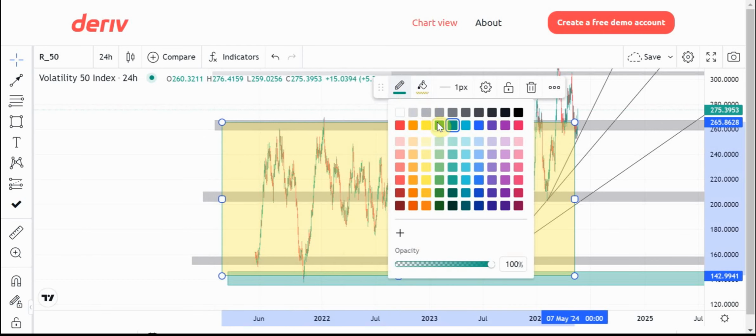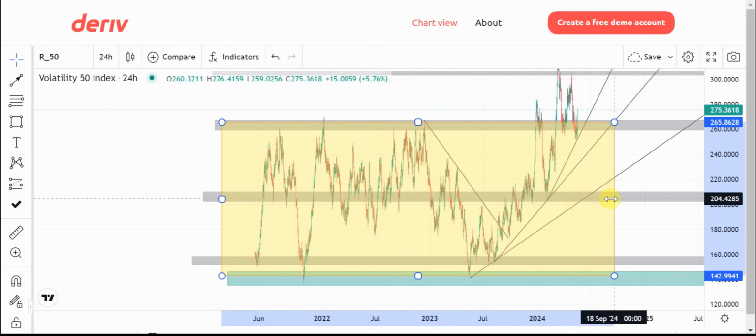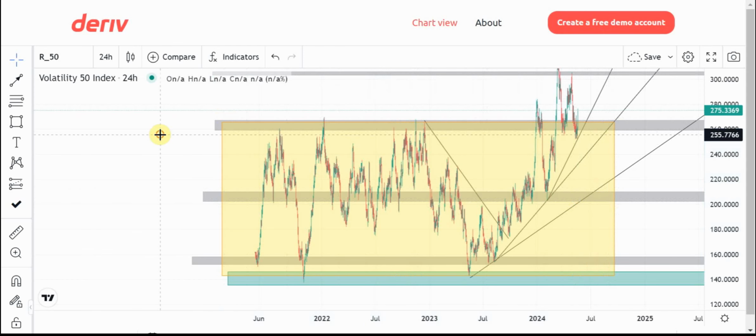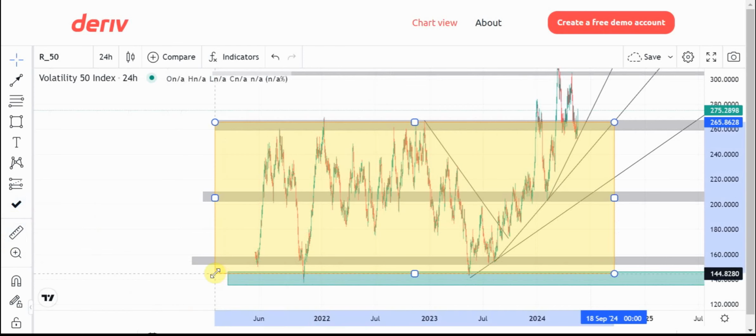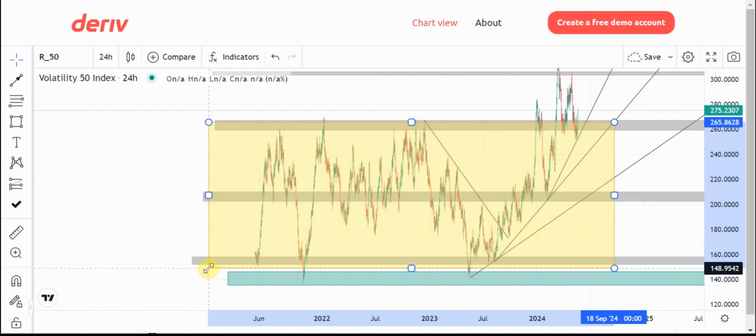So I think that's what it is. That's my bias: a range that broke out at the top. So we were ranging for a while, and our range was between these regions. Maybe here we can just put this one.